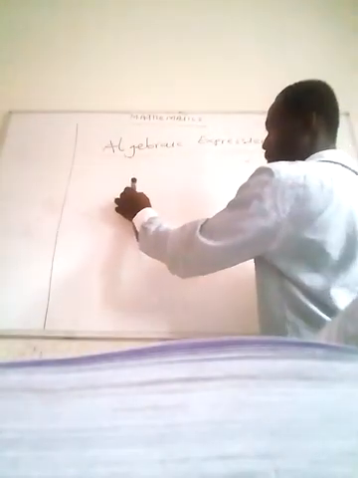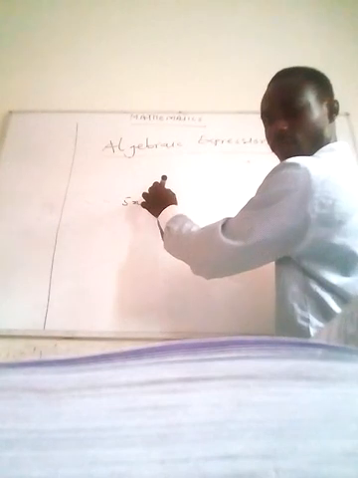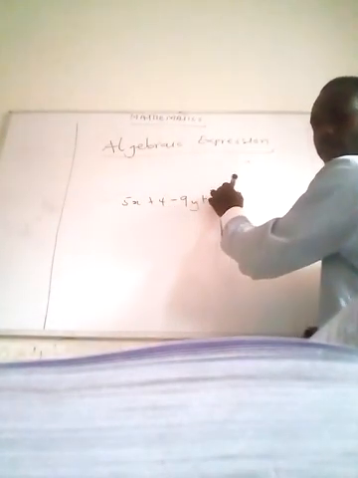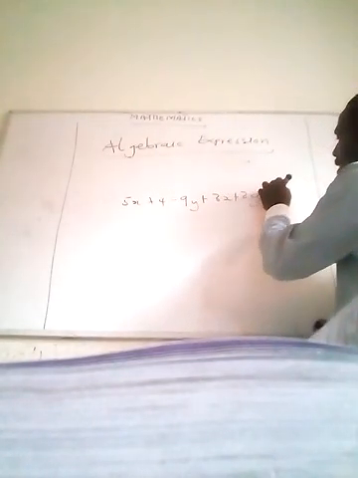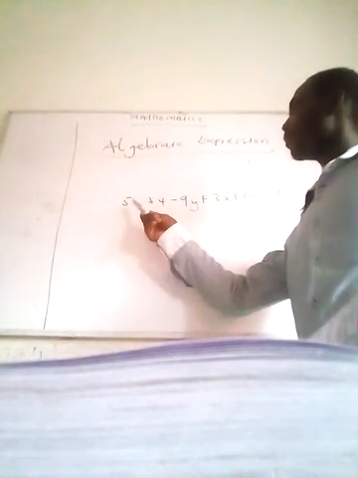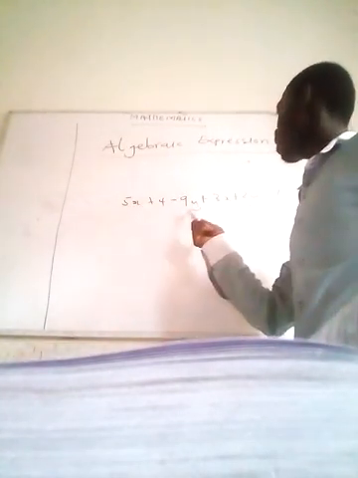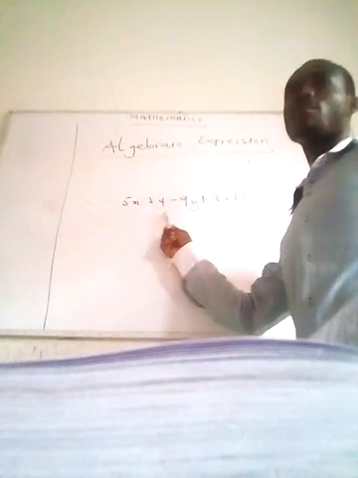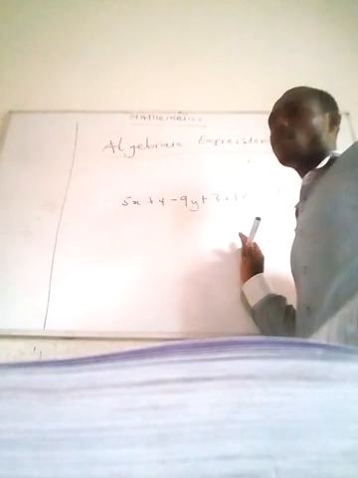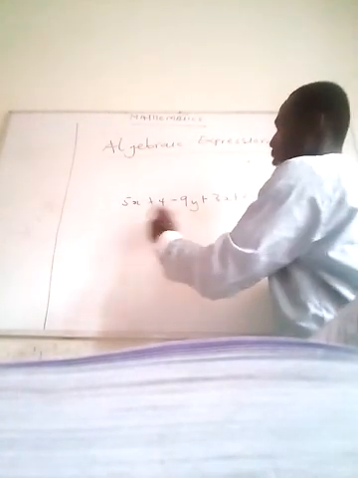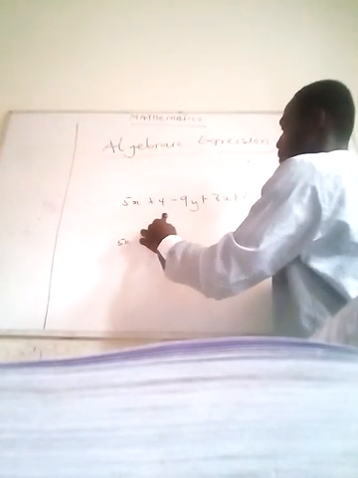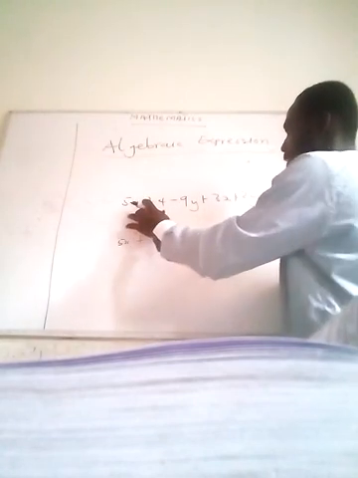So for example, 5x plus 4 minus 9y plus 3x plus 2y minus 7. What must you do first? You have to group like terms. x and x, y and y, non-variable, non-variable. So it means that we have terms that are common to each of them. So we bring your 5x here first, another 3x. We are done with the x.